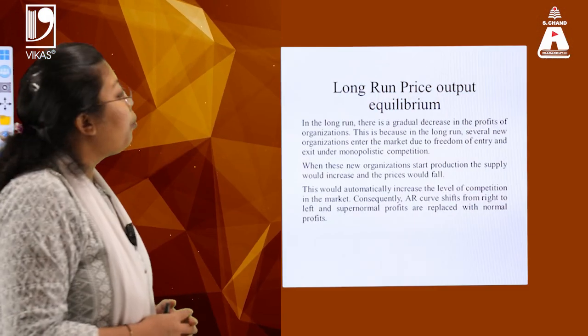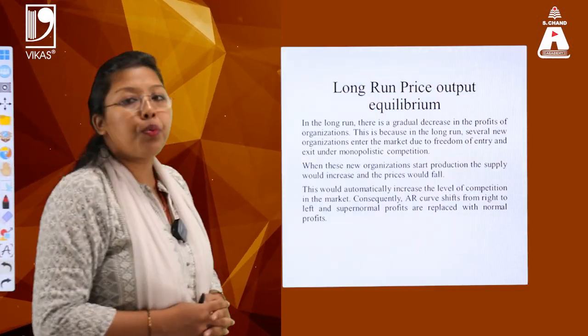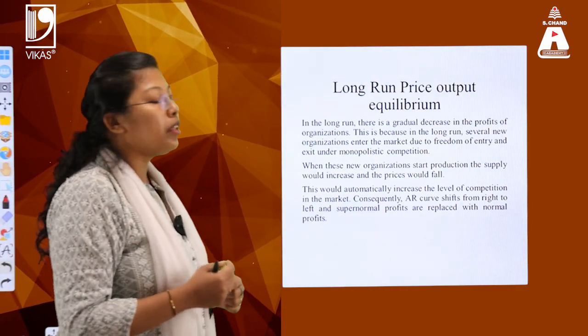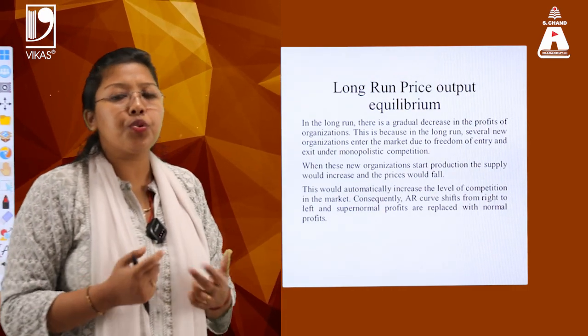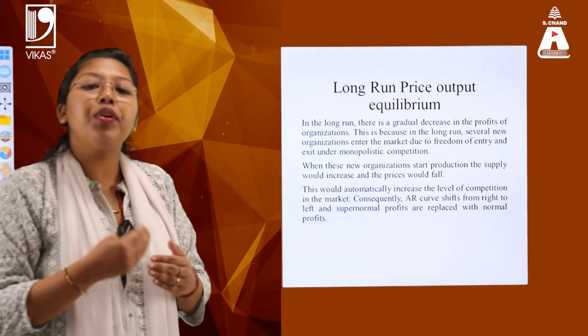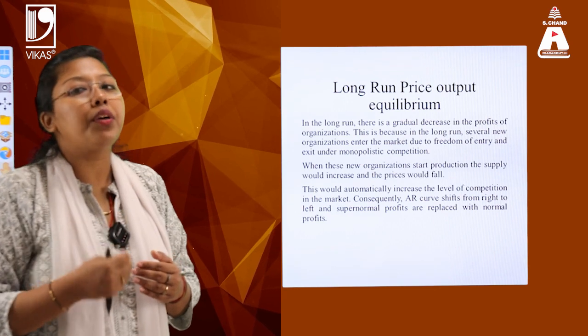So let's just understand how the short run is differing from the long run, how we are establishing the equilibrium in the long run, where we are able to find out how monopolistic competition is working. So what exactly is long run price output equilibrium? In the long run, there is a gradual decrease in the profits of the organization, which is quite obvious because in the long run, you will see the law of diminishing marginal utility has started working.